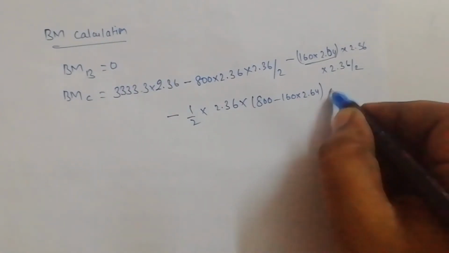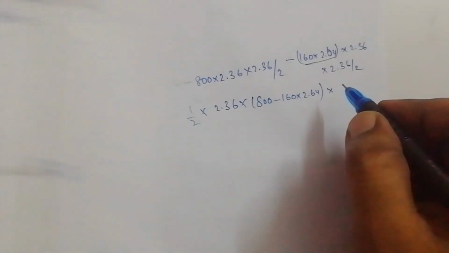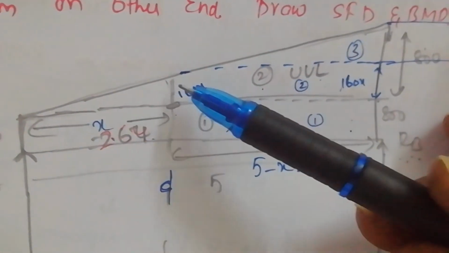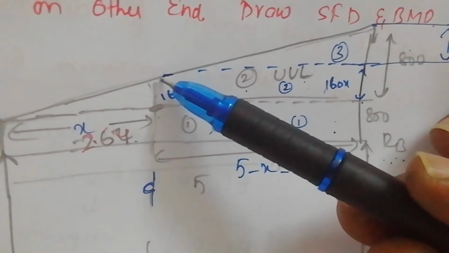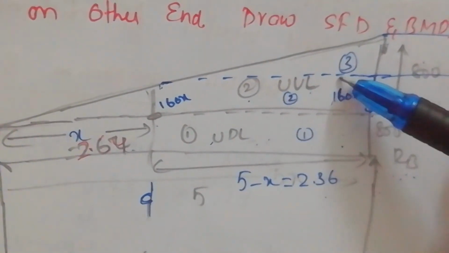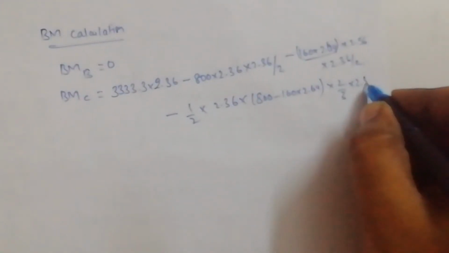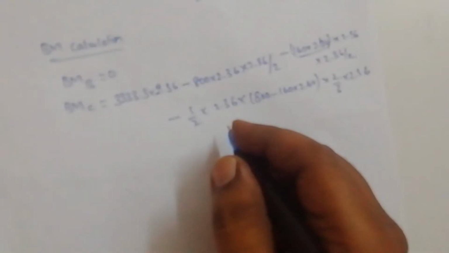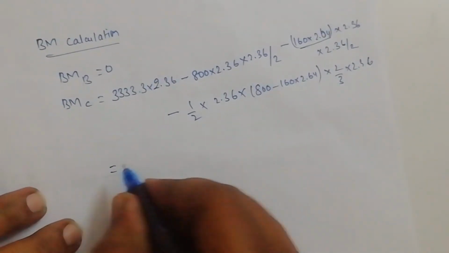Okay, into CG. So the CG of this small triangle from point C, this C point is here. So this is your apex. From the apex the CG will be present at 2/3 of the length. So 2/3 into 2.36. So what value are we going to get?